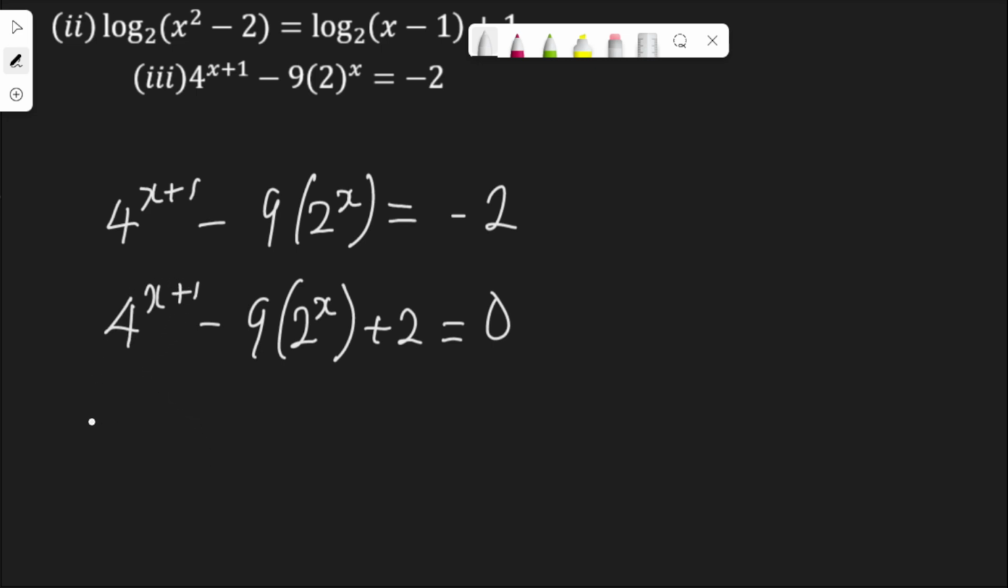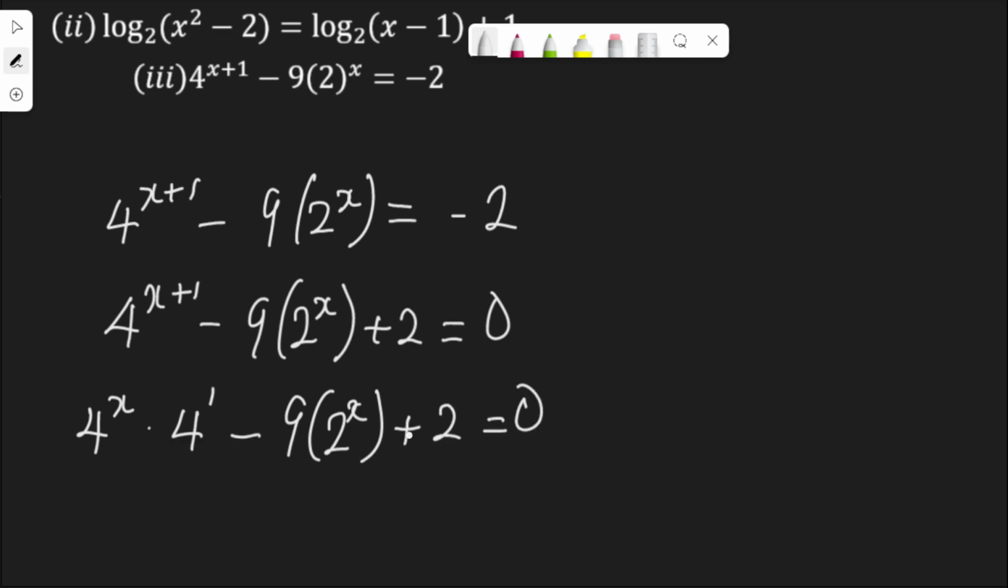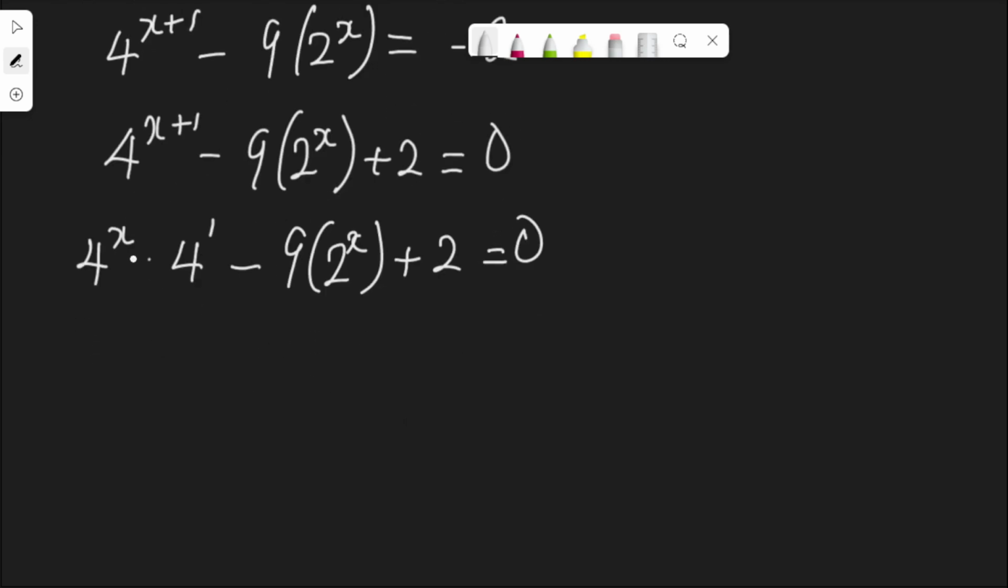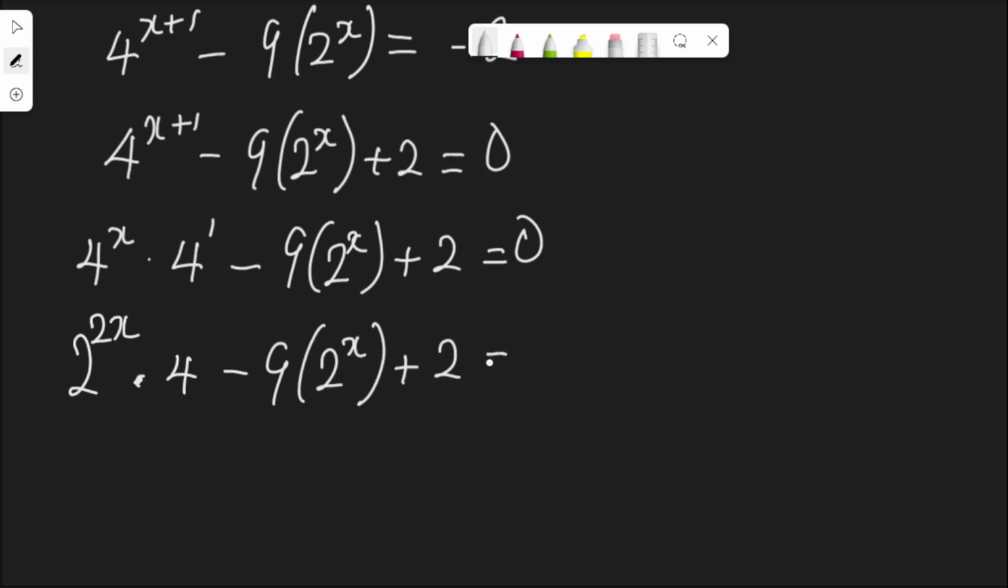Expressing the 4 to the power of x plus 1, I can write that as 4 to the power of x multiplied by 4 to the power of 1, then minus 9 times 2 to the power of x plus 2 equal to 0. Again, this 4 to the power of x, I can write that as 2 to the power of 2x, multiplied by this 4 right here. That's 4 to the power of 1, which is 4, minus 9 times 2 to the power of x plus 2 equal to 0.